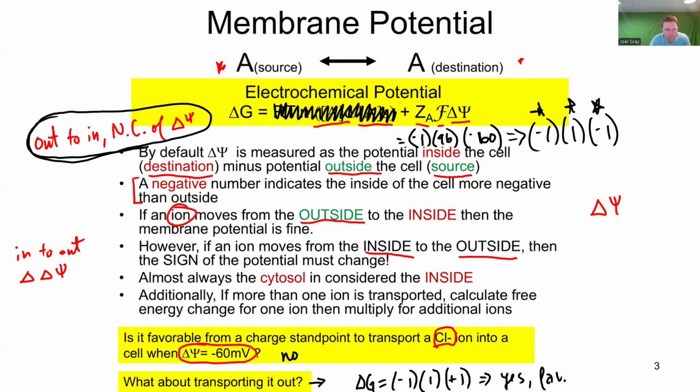What is the change in free energy associated with transporting sodium into the cell at body temperature of 37 degrees Celsius? Okay, I'm going to go back. I've got to remind myself of this. Out to in, no change. Out to in, no change. Okay, so in this case, I could basically solve this as two different things. And that's what I've got right here.